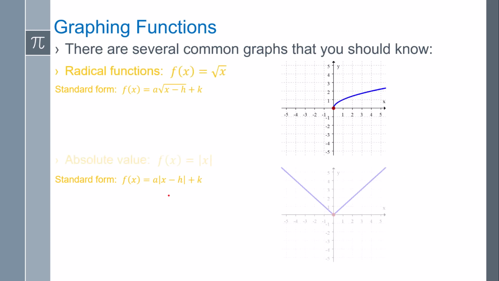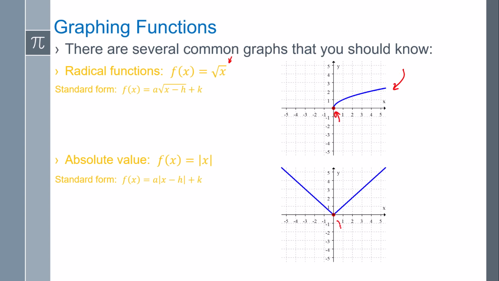Now we have 2 more here. We have the square root function and we have the absolute value function. Again, based on the characteristic, square root, that's the shape. Notice the starting position, 0, 0. Notice the starting position, 0, 0 for the absolute value. Absolute value has this V shape. It still has the horizontal and vertical transformations.